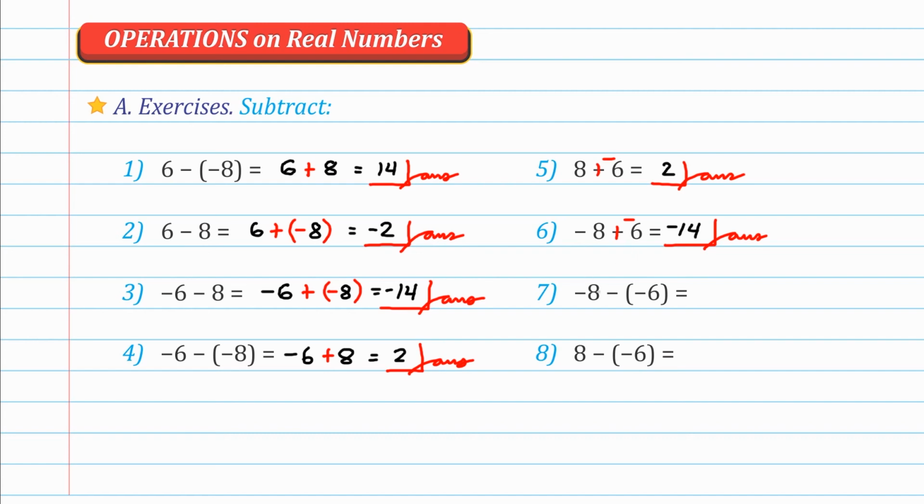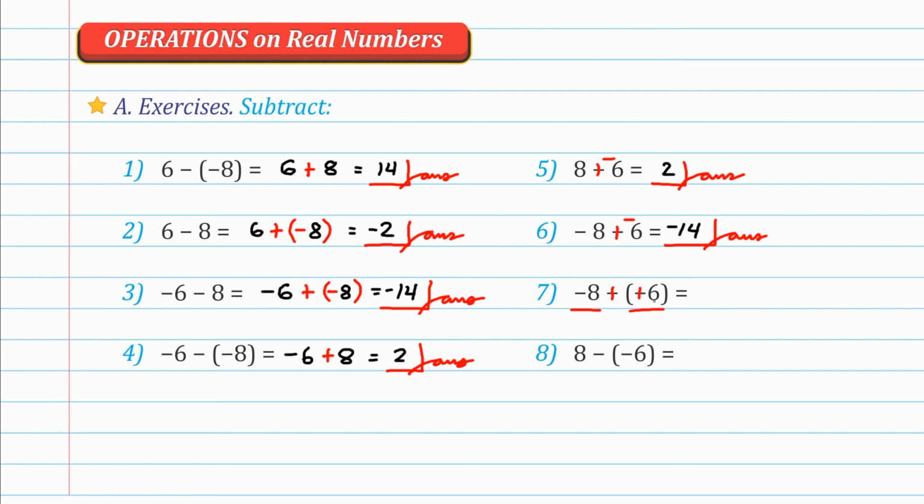Next, negative 8 minus negative 6. Again, opposite. Minus becomes plus. That's the opposite. And then negative becomes positive. So opposite of minus is plus. Opposite of negative is positive. No need to rewrite everything. In the end, we're simply adding negative 8 and positive 6.